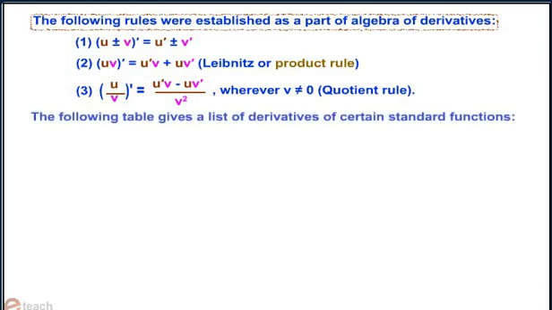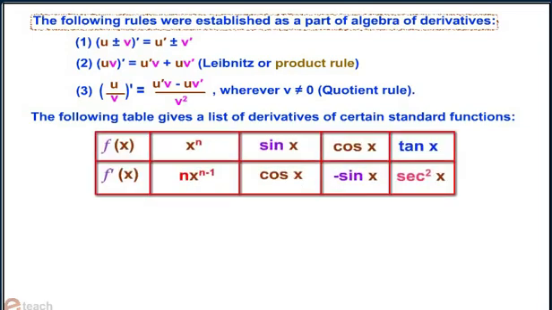The following table gives us a list of derivatives of certain standard functions. For f(x) equals x to the power n, we have f'(x) equals n x to the power n minus 1. Similarly, for f(x) equals sin x, we have f'(x) equals cos x. For f(x) equals cos x, we have f'(x) equals minus sin x, and for f(x) equals tan x, we have f'(x) equals sec squared x.